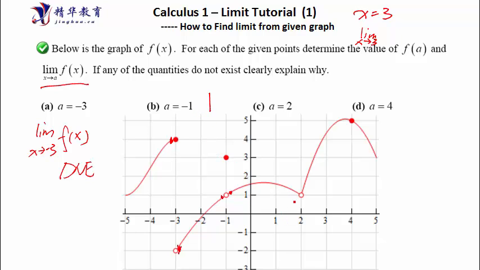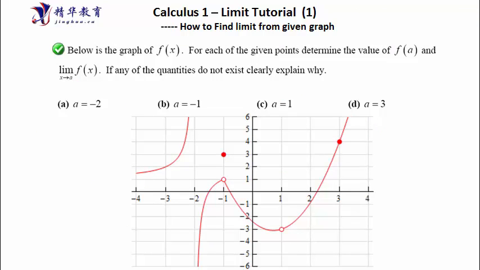Same reason here. From the left-hand side and right-hand side, one point is here and one is here, and they are close enough to say this is 1 as well. So when x approaches 2, the y value approaches 1, so this is equal to 1. And for x approaching 4, from both the left-hand side and the right-hand side, the y value approaches 5. So it's just equal to 5. Very simple, right?